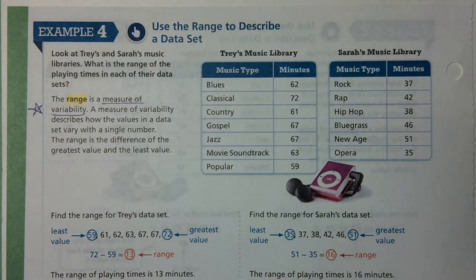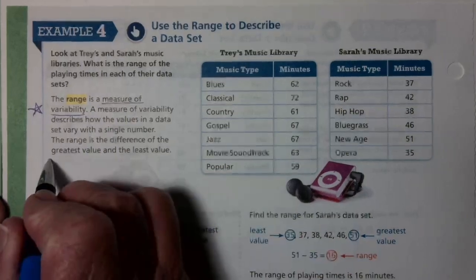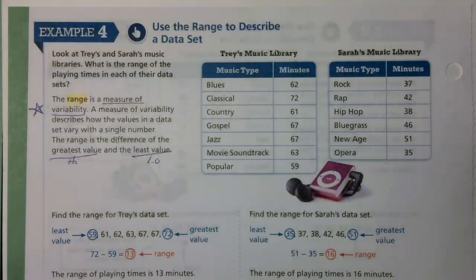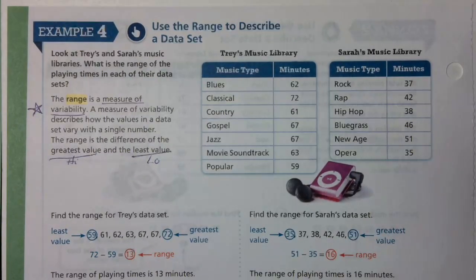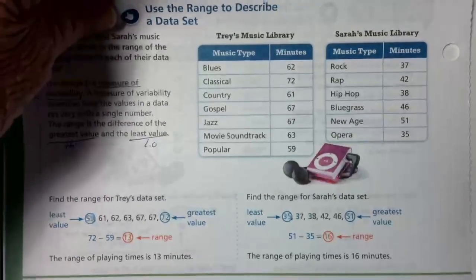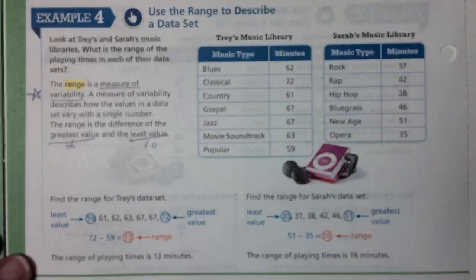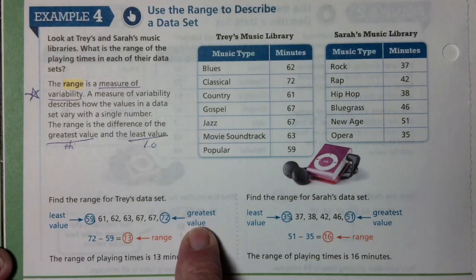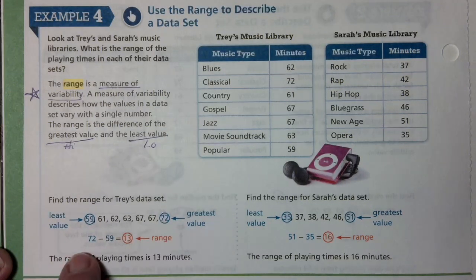Okay, so a measure of variability describes how the values in a set vary with a single number. The range is the difference of the greatest, which I call the high, and the least, which I call the low. The highest minus the lowest. Okay, so let's look at Trey's music library. And they've ranked them from least to greatest. You must do this. Put them from least to greatest. And then we find the highest, write it first, subtract the lowest, and there's my range.